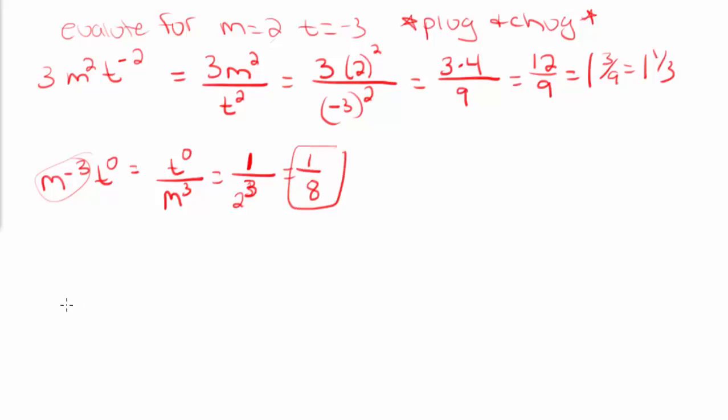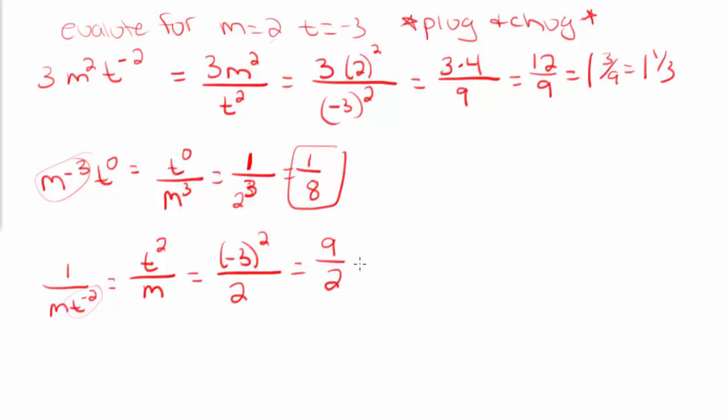Okay. Last one. 1 over mt to the negative 2. So remember, we're going to bring that negative 2 to the top. The negative 2 only goes to the t. Over m. So t squared. Negative 3 squared. Right? And then m is just the 2. Right? So this becomes 9 over 2, which 2 goes into 9 4 times, 4 and 1/2.